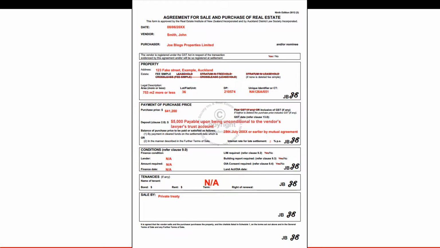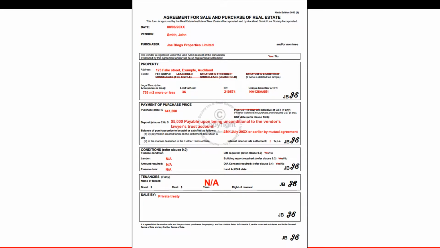And directly below that, you can see the interest rate for late settlement. I've actually put down 2%. And that's on a per annum basis. So I'll be paying 2% of $641,200 across the year, paid via weekly or monthly payments to the vendor should I not settle on the date of the 28th of July.